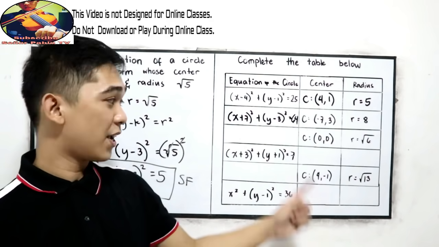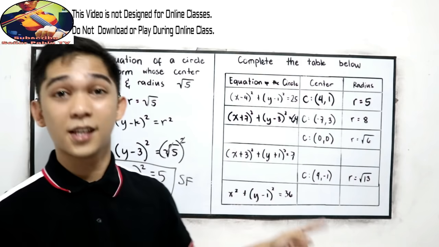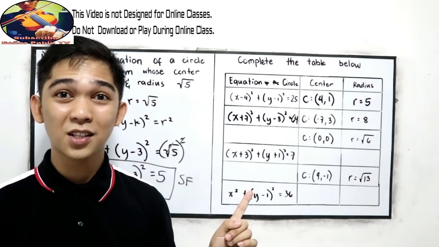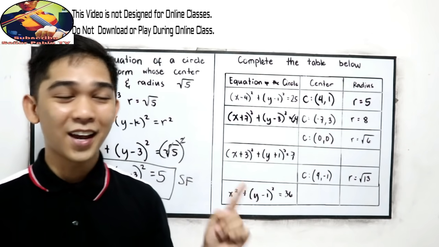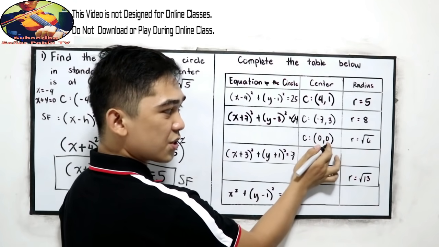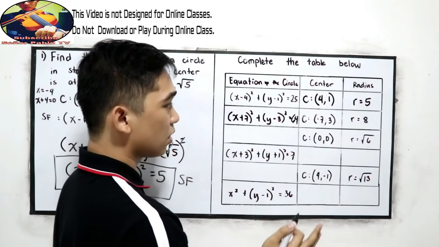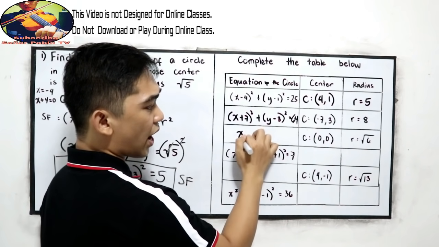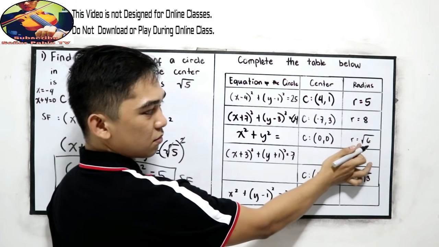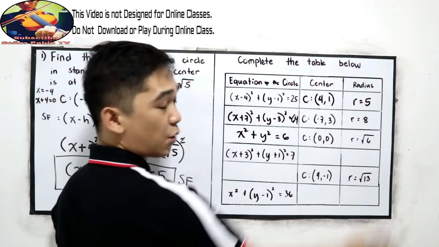Now, try the third, fourth, fifth, and sixth even. You can pause the video, and after answering, resume watching to check your answers. Okay, the answers are: the center is 0, 0. So that will become x plus 0 raised to 2. But since this is 0, we're just going to write x squared plus y squared is equal to, we're going to square, so positive 6. Just remove the square root.